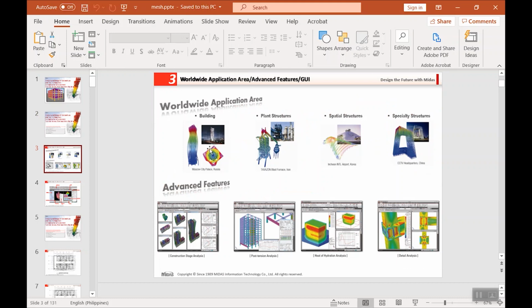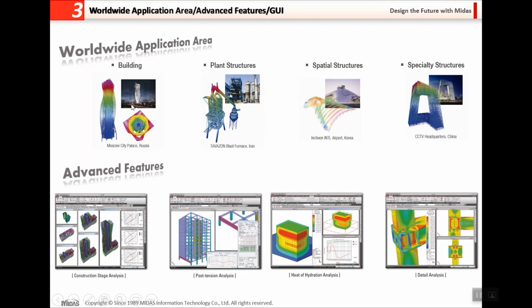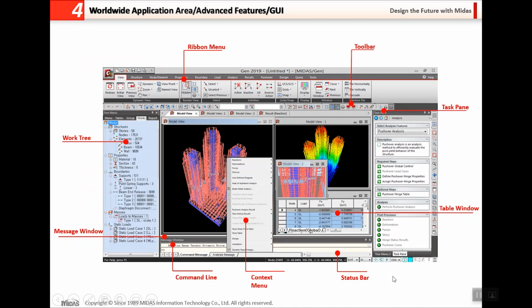As you can see, these are some of the worldwide applications and advanced features of MIDAS Gen. For the buildings, we have the plant structures, spatial, and the specialty structures. You can also model all of that here in MIDAS Gen. For the advanced features, you can do the construction stage analysis, post-tension analysis, heat of hydration analysis, as well as the detailed analysis.